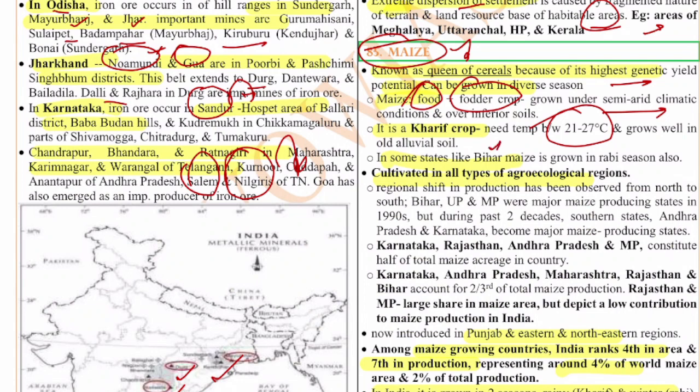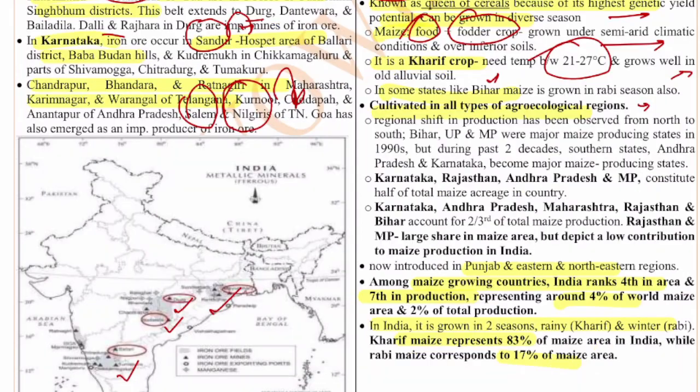In states like Bihar, maize is grown in the Rabi season as well, but mainly maize is a kharif crop. It is cultivated in all types of agroecological conditions. In India, Karnataka, Rajasthan, Andhra Pradesh and Madhya Pradesh constitute half of total maize acreage. Karnataka, Andhra Pradesh, Maharashtra, Rajasthan and Bihar account for 2/3 of total maize production. Rajasthan and Madhya Pradesh have the largest share in the maize area, but their contribution is lower.